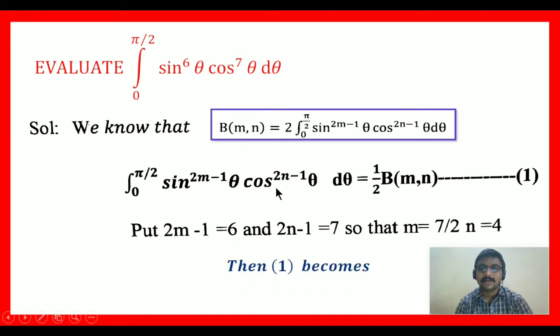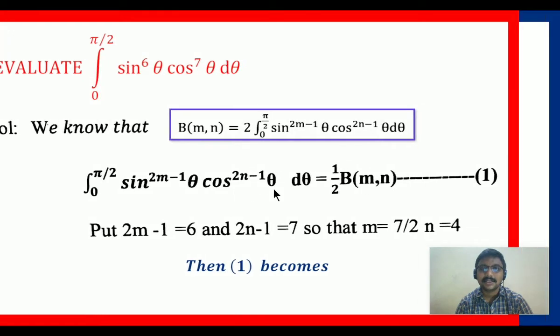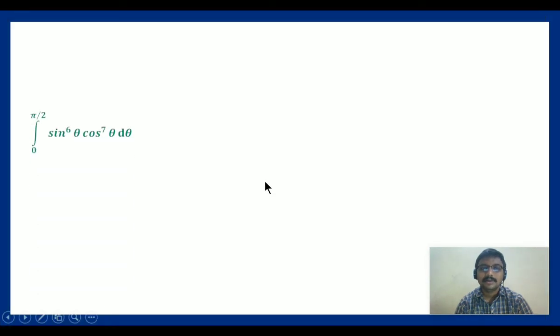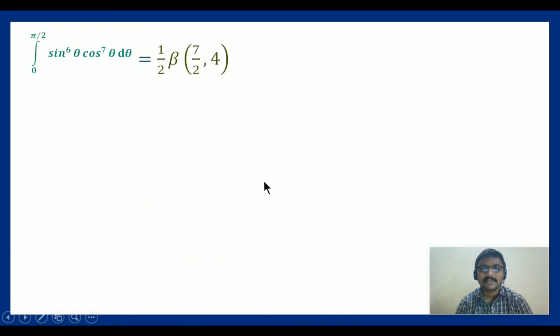Then equation 1 becomes, substituting these values. Thus the required value, integral of 0 to pi by 2 sine power 6 theta cos power 7 theta d theta, is half into beta of 7 by 2, 4. But what is it? It looks like beta of m, n.